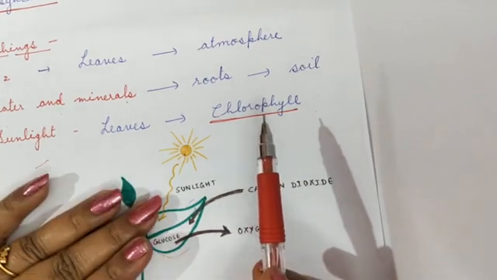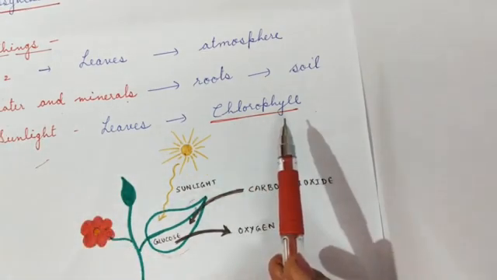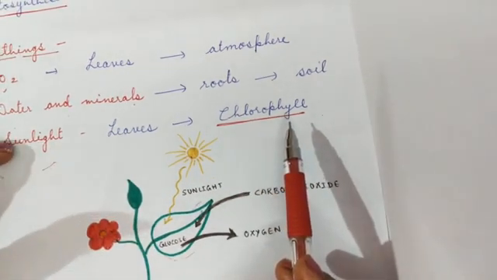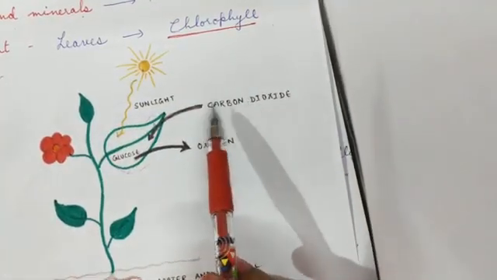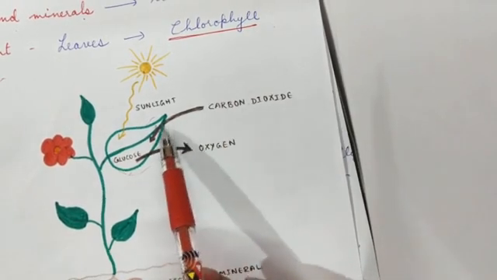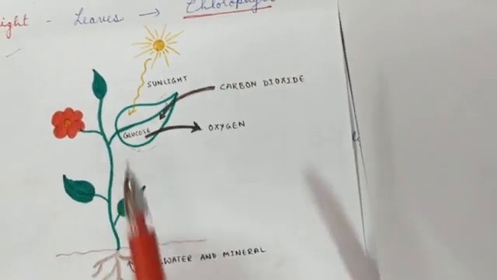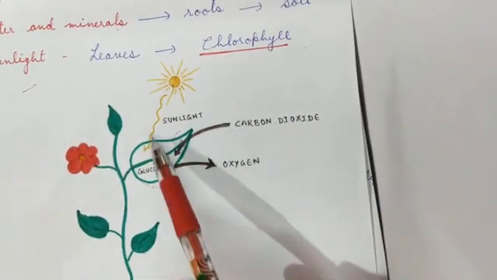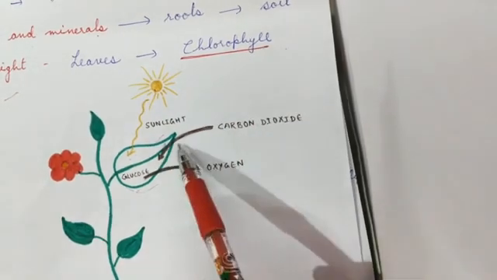They can't perform photosynthesis because they have no chlorophyll, and since they have no chlorophyll, they can't trap sunlight, solar energy, and so photosynthesis can't be performed. So here in this picture you can see this carbon dioxide, it is being absorbed from the atmosphere by the leaves. Then water and minerals, it is taken by the roots from the soil. And sunlight, it is being trapped by the leaves with the help of a pigment known as chlorophyll, which is present in the leaves.